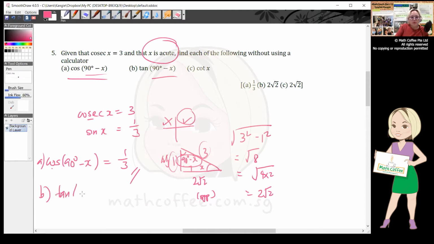Part B, tangent of 90 minus x. So same thing, I'm going to use the same angle reference. This time around, O over A. So my O is 2 square root 2 and my A is 1. So this one answer is just this.